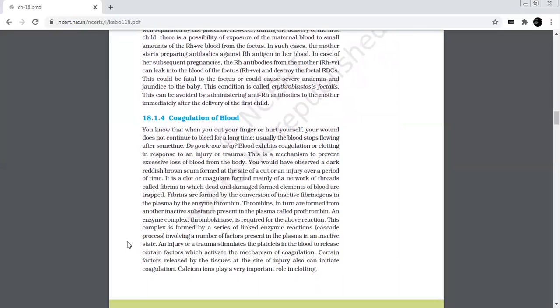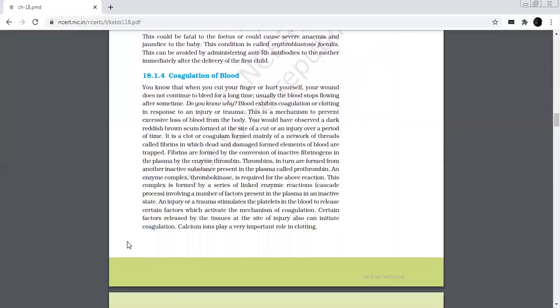Then coagulation of blood or clotting of blood. When an injury is caused, the wound normally does not continue to bleed for a long time and the blood stops flowing after some time. It is a natural property exhibited by the blood to check the excessive loss of blood from the injury or trauma. Clotting of blood is a complex process that involves various enzymatically controlled steps for its completion.